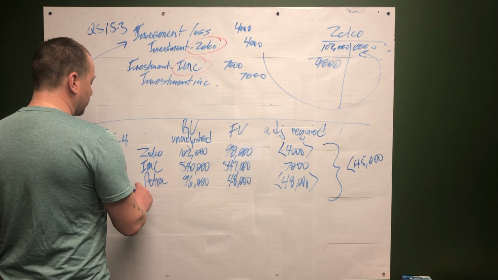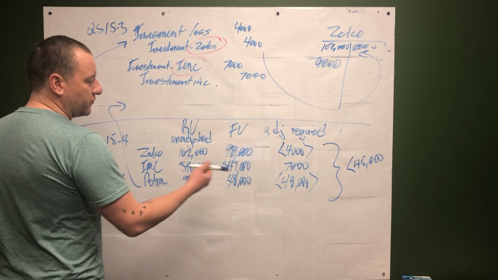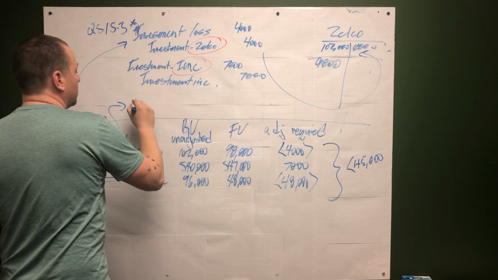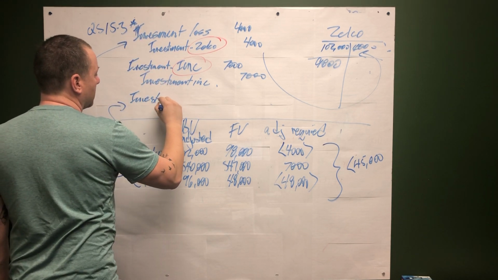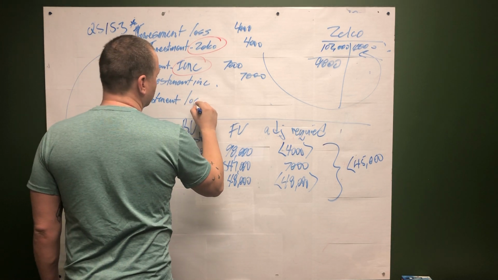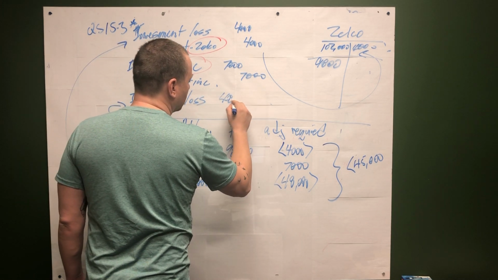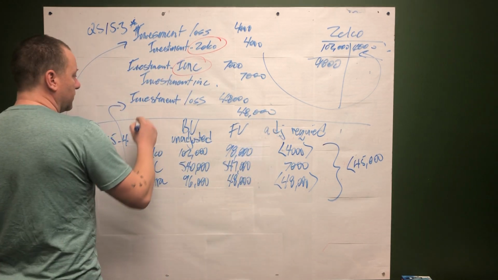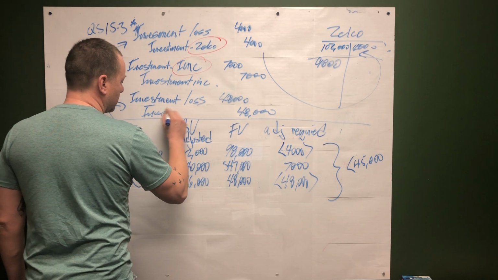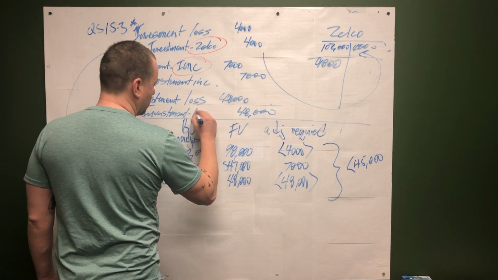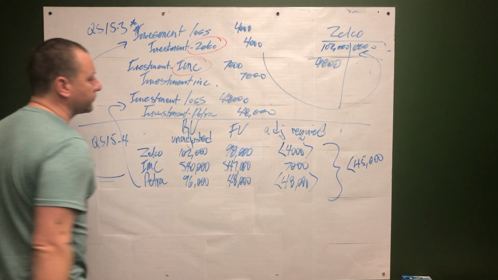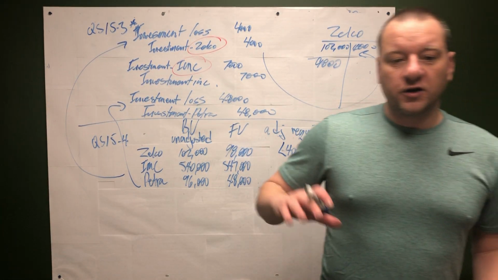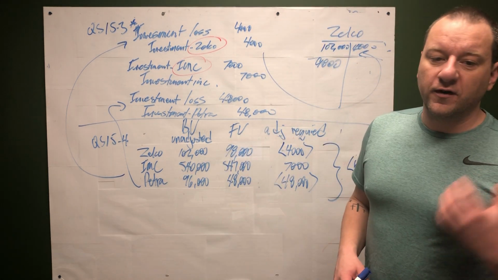Now lastly, for Petra, we have a loss of 48,000. It looks just like this entry here. Debit investment loss 48,000, and credit investment in Petra. So that again makes our journal entry and our adjusting journal entry to our investments at fair market value.